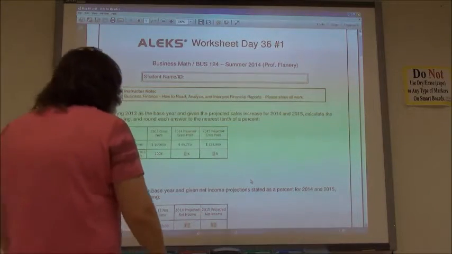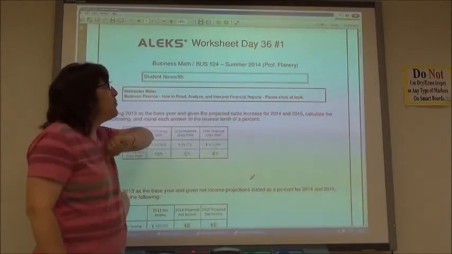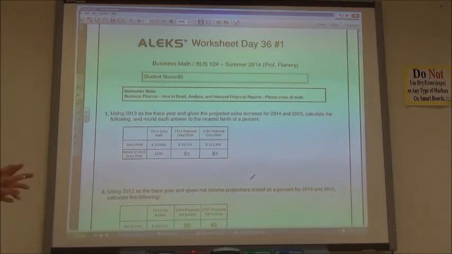Worksheet day 36. Again, we're under the business finance, how to read, analyze, interpret financial reports. Again, we'll have some tables and charts, so there won't be a whole lot of questions on here. And so just a couple at a time.